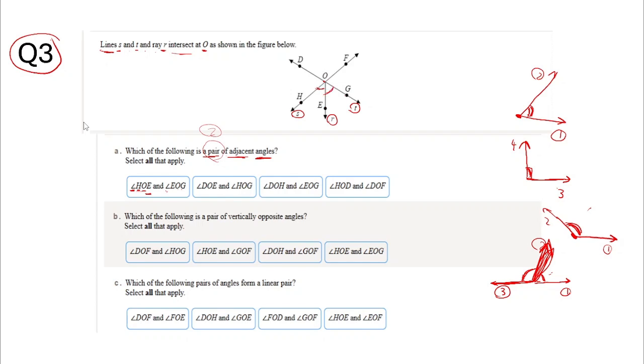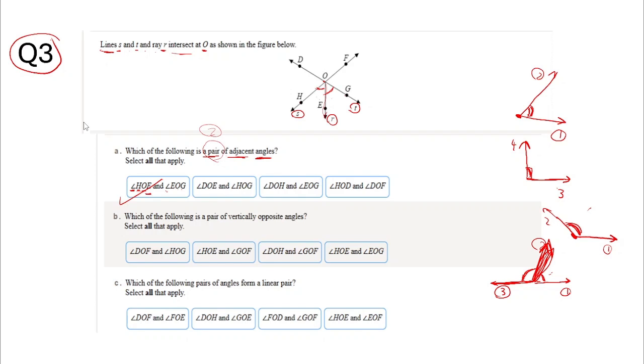So this is angle 1 and this is angle 2. Okay, these two angles have a common ray. What does it mean? That means they are adjacent angles. So this answer is right.